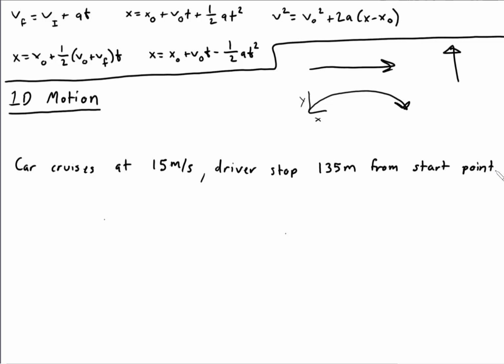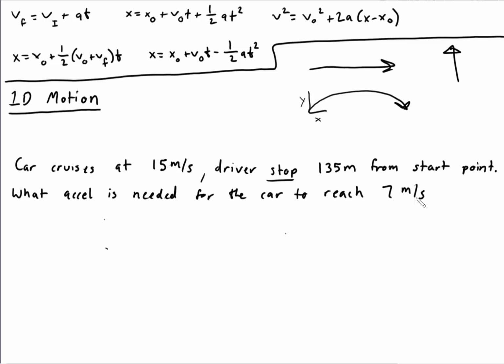So what acceleration would he need to reach a different velocity? What acceleration, or just accel for short, is needed for the car? So the car is going to slow down or speed up. Well, actually, we know it's going to slow down because we said the driver stops. So for the car to reach, we'll say 7 meters per second. And we have to specify that this is by the time the driver stops.